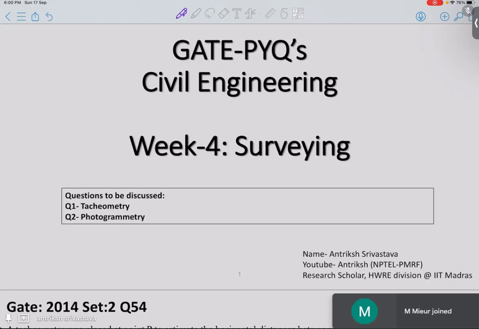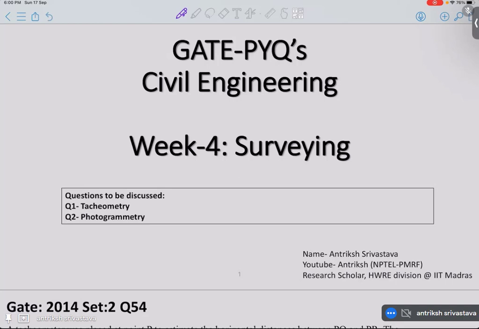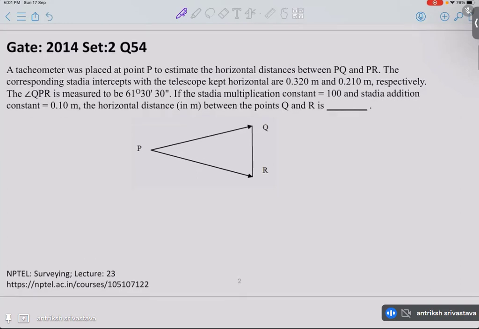Week 4 for GATE previous year question solution, and today the topic is surveying. We will discuss two previous year questions. First will be from tachometry, second from photogrammetry. Today's session will be focused more on the photogrammetry side. To finish our quota, we'll have that one question from tachometry, a simple question, and we'll discuss a little bit more detail in the photogrammetry. Okay, so let's start.